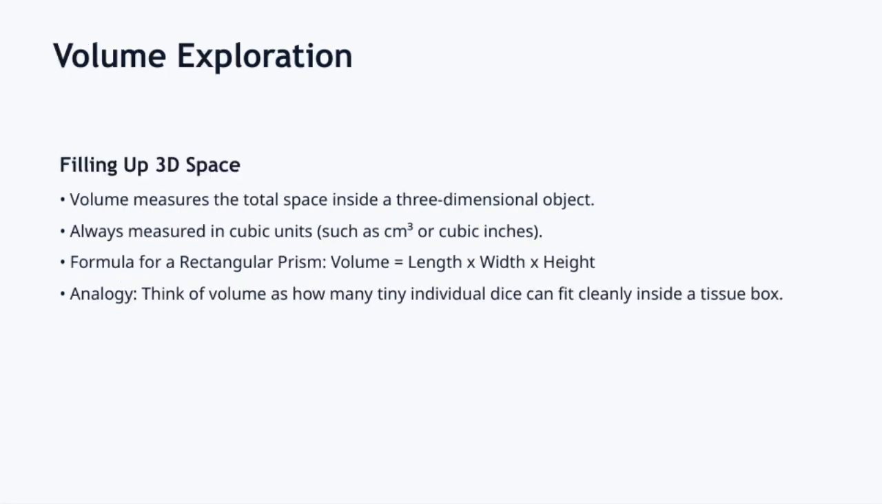Let's talk about filling up three-dimensional space. That's what volume measures. It's the total amount of space inside an object, and we always measure it in cubic units, like cubic centimeters or cubic inches. For a rectangular prism, the formula is simple: length times width times height. Imagine volume as how many tiny dice you could fit inside a tissue box, stacked neatly without gaps. This idea helps us explore and understand space in a very tangible way.